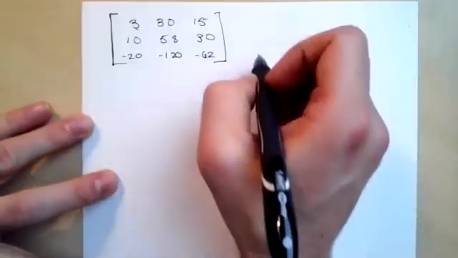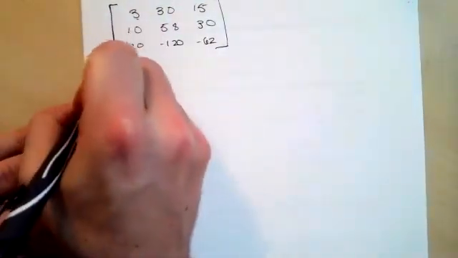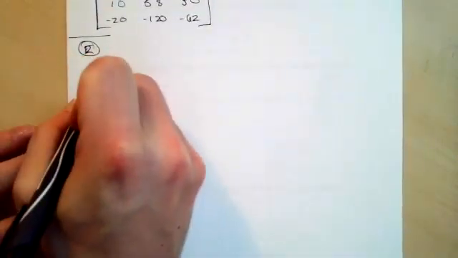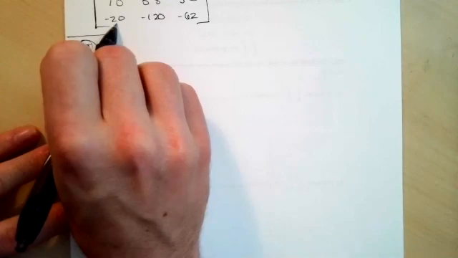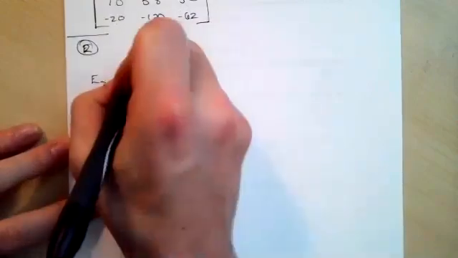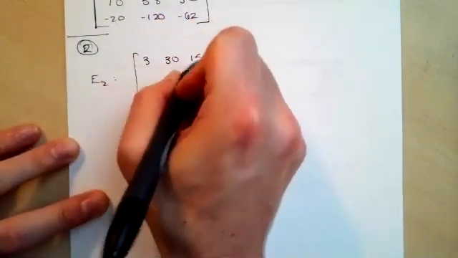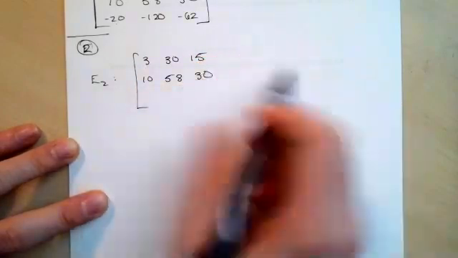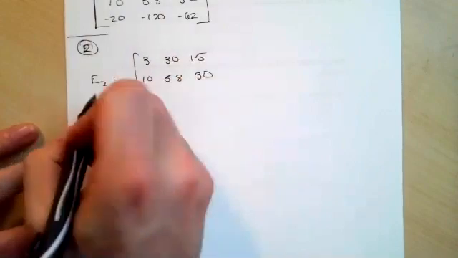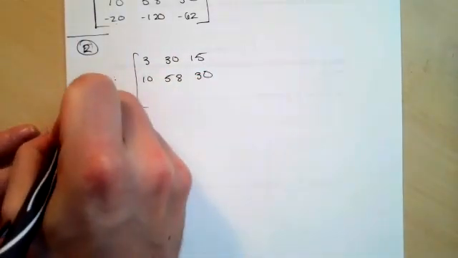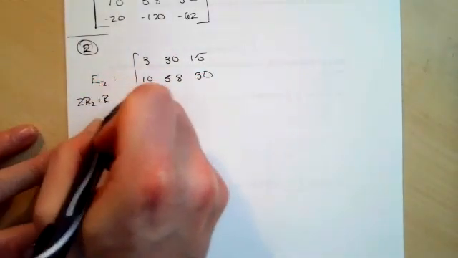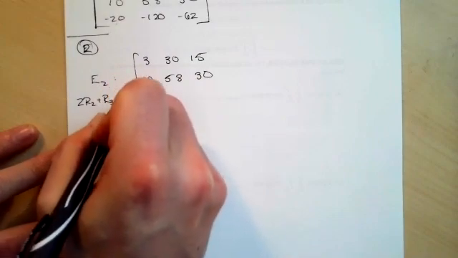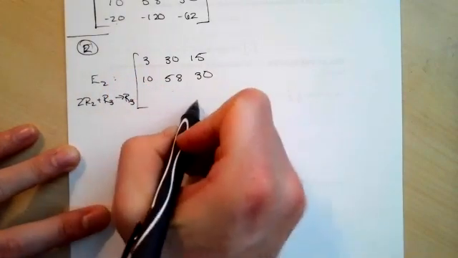Okay, so this is where we are. Let's do step 2, E2. And what do we want to do? Let's get rid of this negative 20. So for our E2, let's keep the first row the same, keep the second row the same, and then add 2 times row 2 to row 3 to replace row 3.